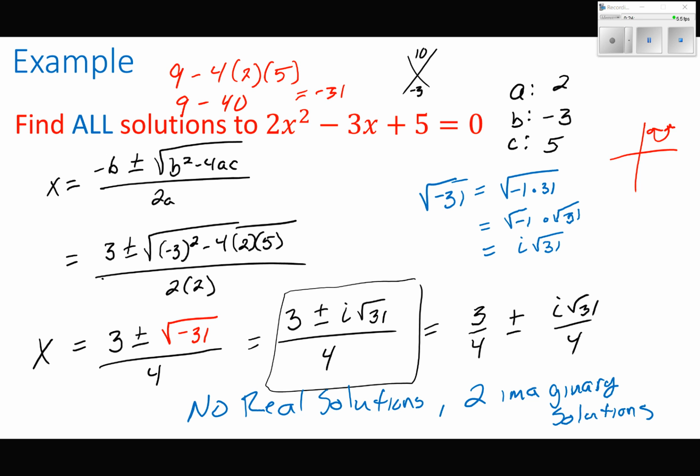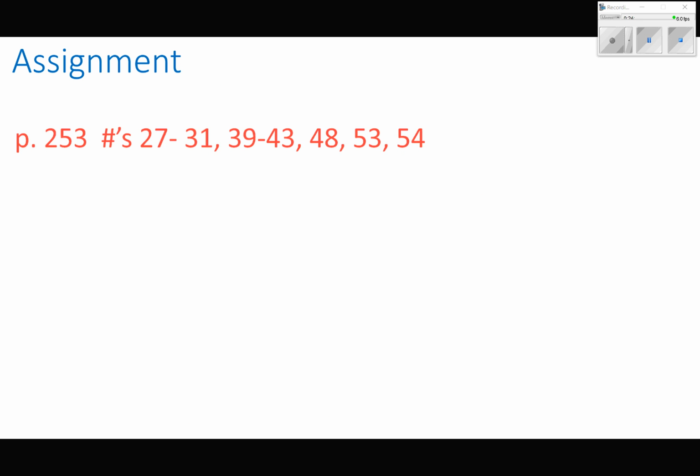Okay, so for your assignments, just a textbook assignment on this one. Page 253, problems 27 through 31, 39 through 43, 48, 53, 54.